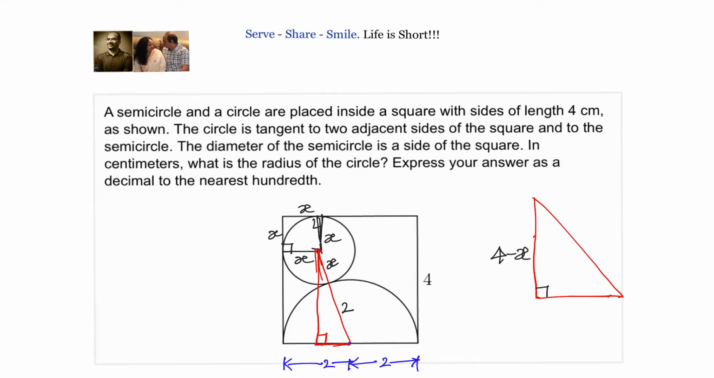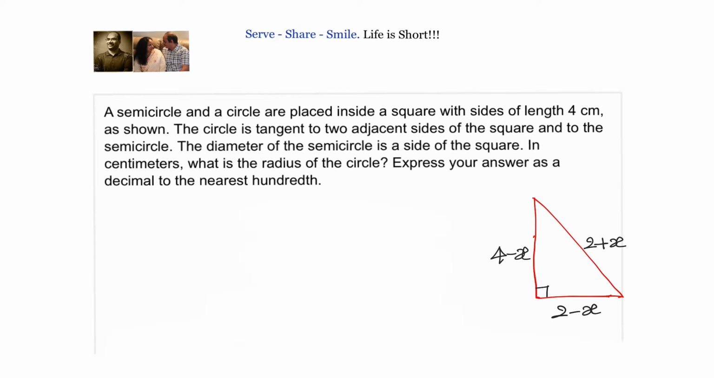Then the total is 2 and this part is x, so this small part will be 2 minus x. And the distance between the centers, which is the hypotenuse of our right triangle, is 2 plus x. Now we know it's a right angle triangle, so we can apply the Pythagoras theorem and find the value of x. Let's go ahead and write it down.